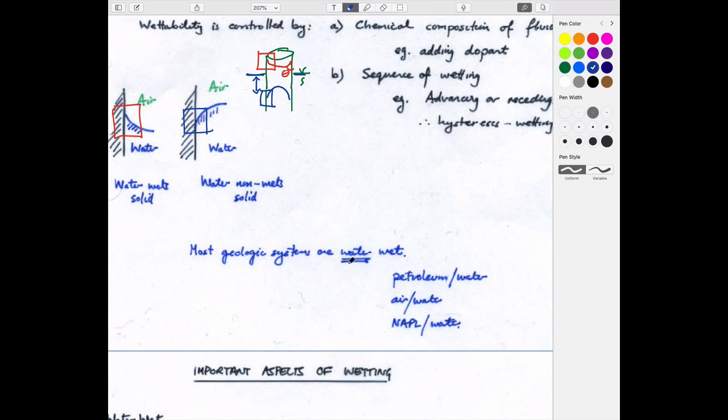For the purpose of this class, typically we will take the reservoirs as being water wet, and the non-wetting fluids are the non-aqueous fluids, petroleum. So petroleum is the non-wetting, and water is the wetting. Air is also typically the non-wetting, and water the wetting. And for NAPLs, non-aqueous phase liquids, whether they're dense or light, again, this is the non-wetting fluid, and this is the wetting. And so that's important. So that's the first thing.